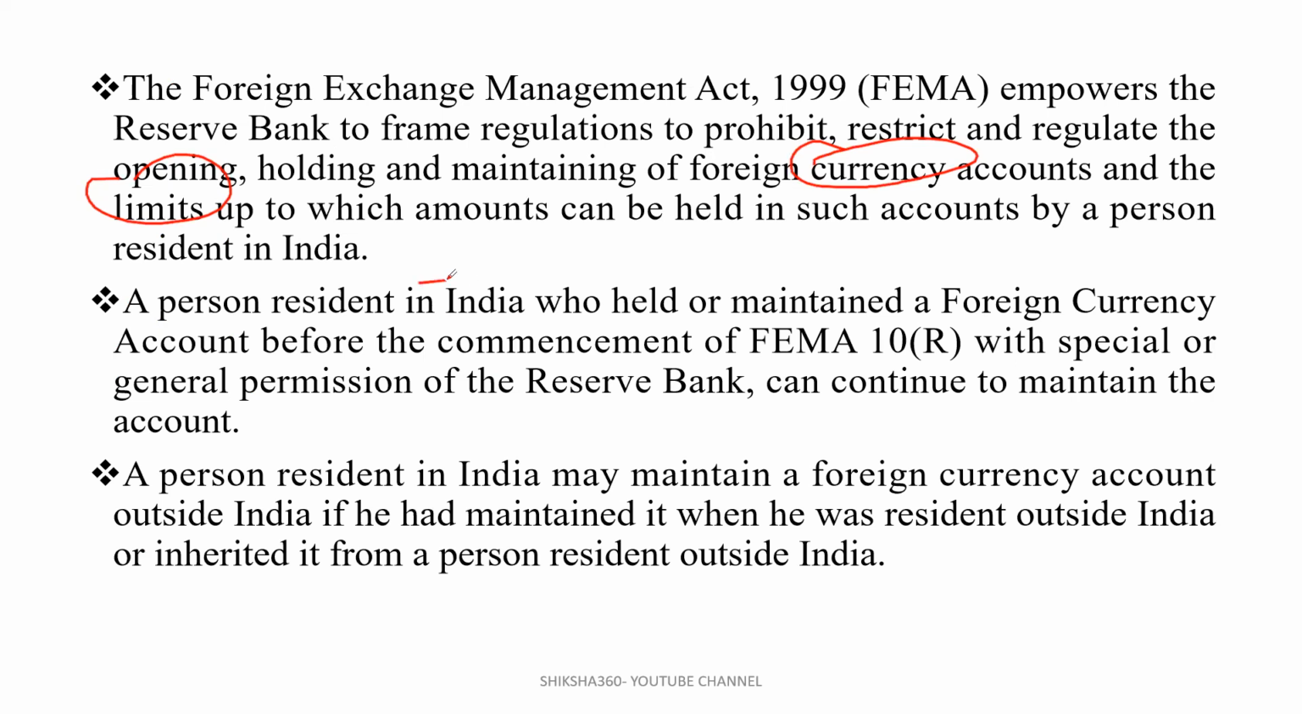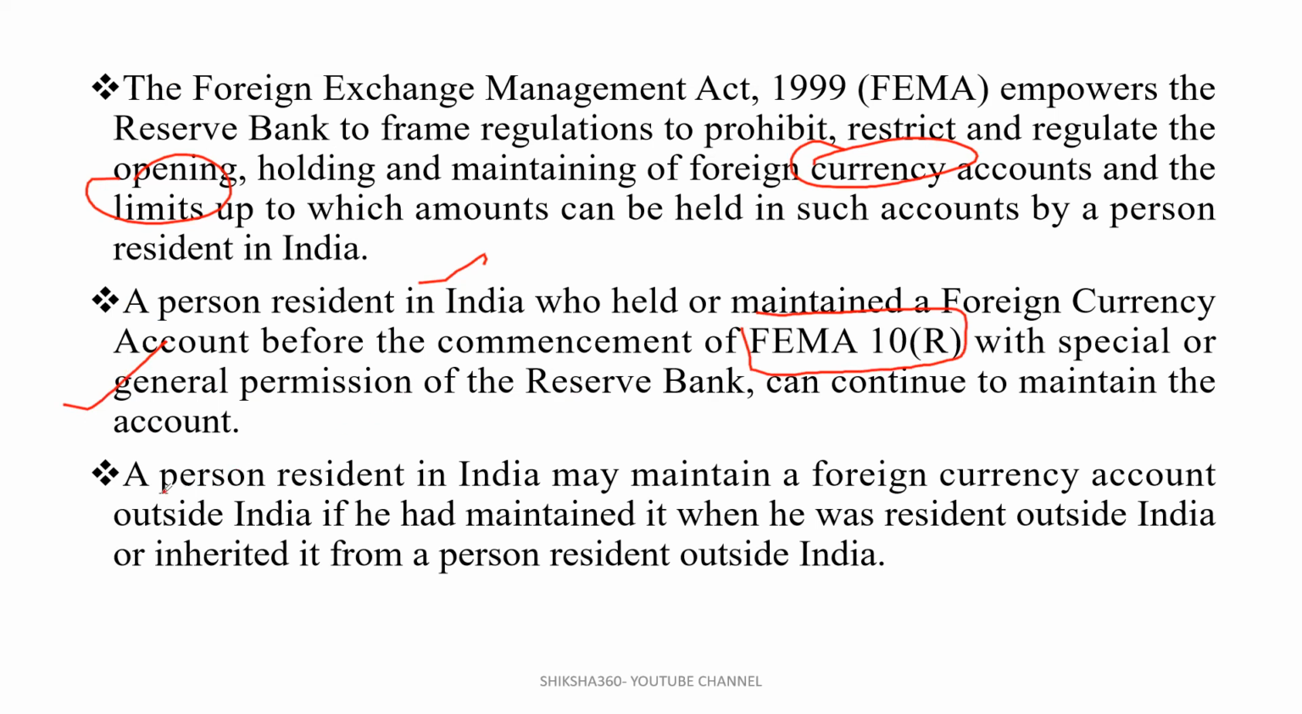So a person resident in India who held or maintained a foreign currency account before the commencement of FEMA, okay, before FEMA it was FERA. Clear? There were different guidelines under that also. So a person resident in India who held or maintained a foreign currency account before the commencement of FEMA, with the special or general permission of the Reserve Bank, can continue to maintain the account. Clear? Earlier, they needed this permission for opening or maintaining the account.